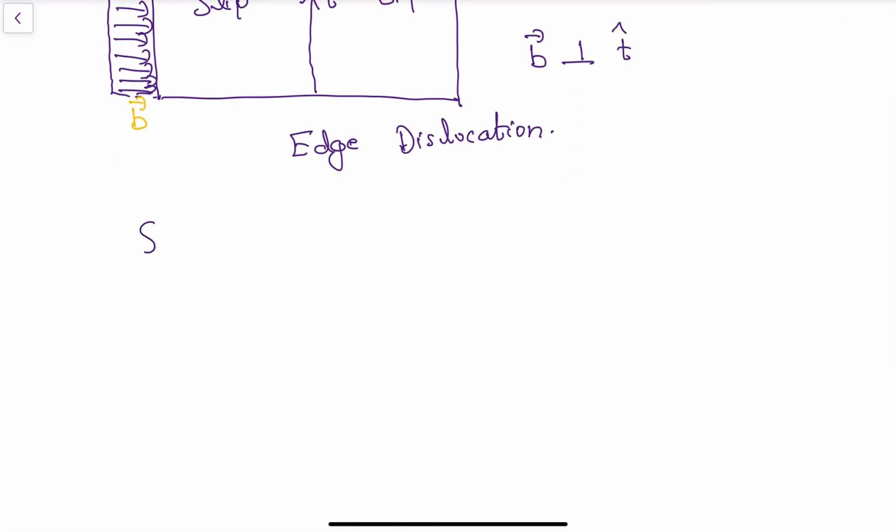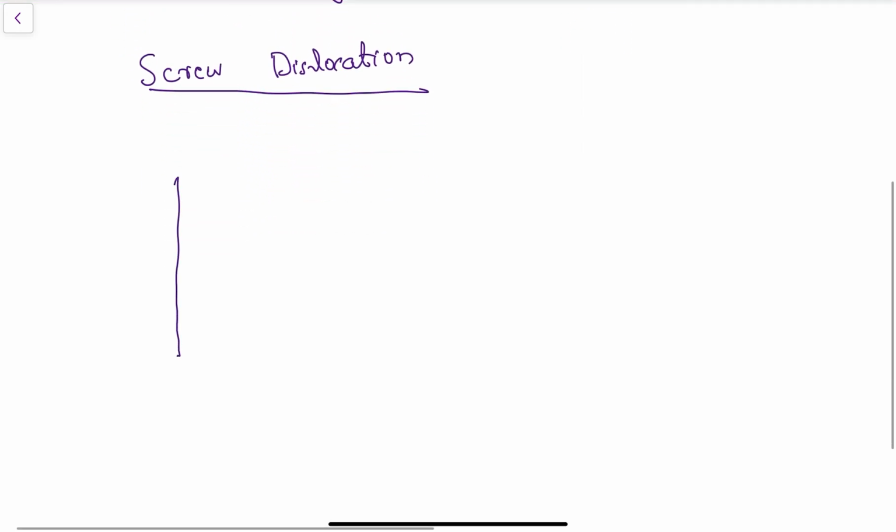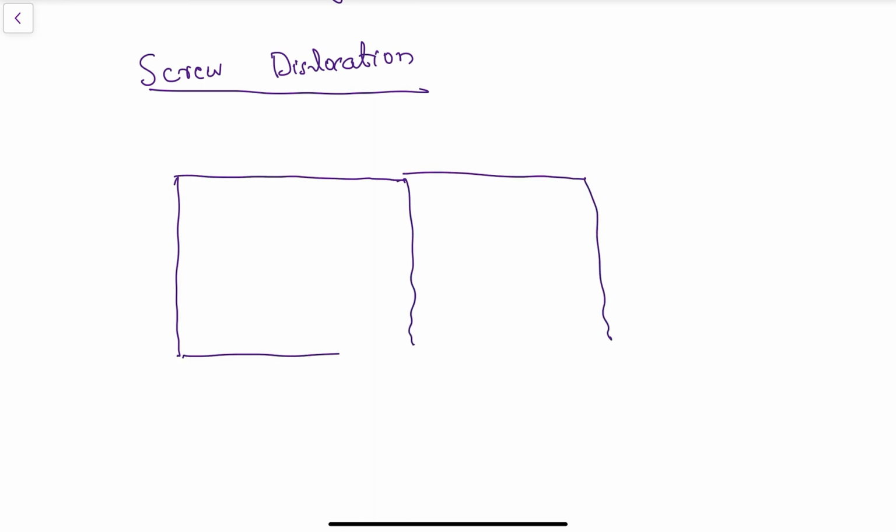And now we will see what you mean by a screw dislocation. In a screw dislocation, you have the same dislocation vector. So this is the dislocation vector, and here this is the no slip region, and here this is the slip region. So here you can see the dislocation line.